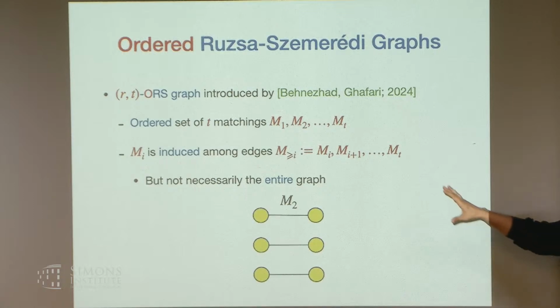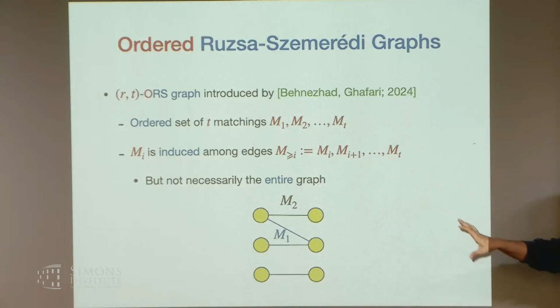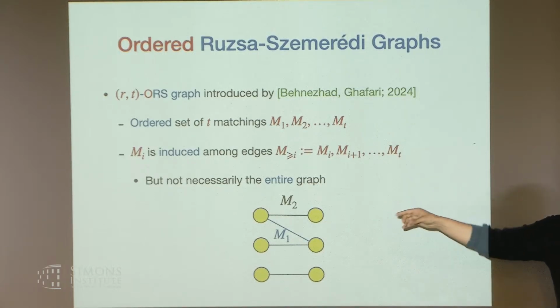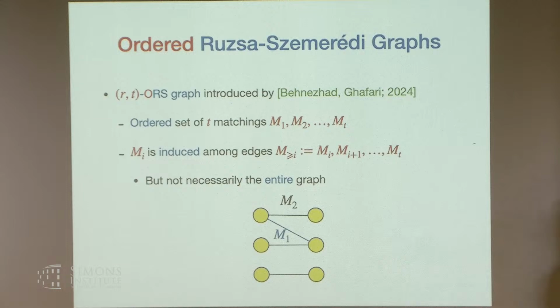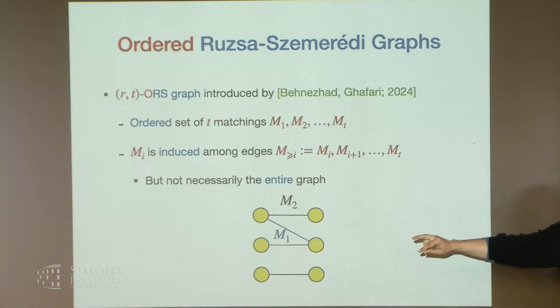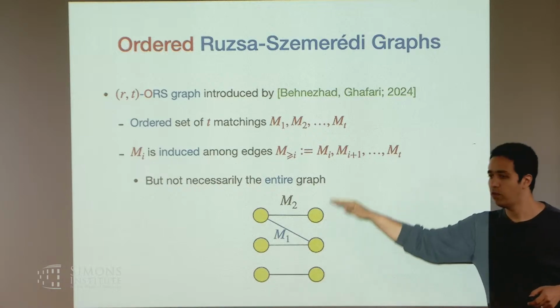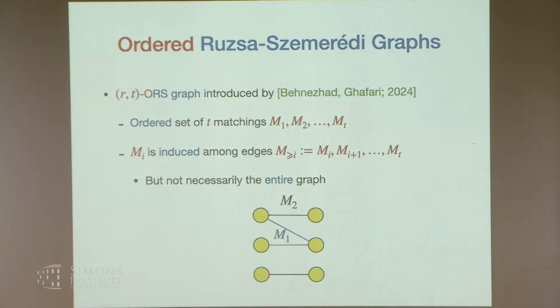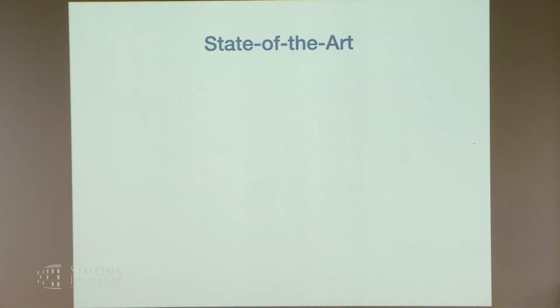Anyway, so this is M2, for instance. If you have a matching like this, you are allowed to have an edge like this from M1. This is not induced in the entire graph, but when you're talking about M2, you ignore edges of the matchings that appear behind it. So this is okay. This is still an ORS graph. But you cannot change the name of M1 and M2. If these edges are M1, then this is no longer an ORS graph. Sounds good? So that's the definition of the ORS.